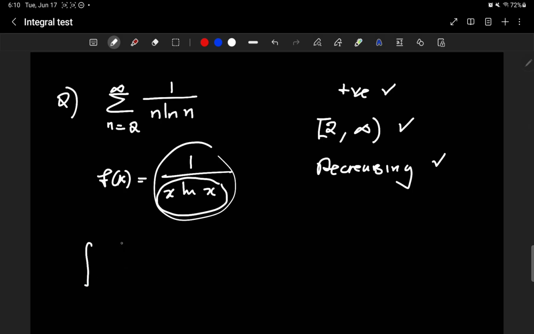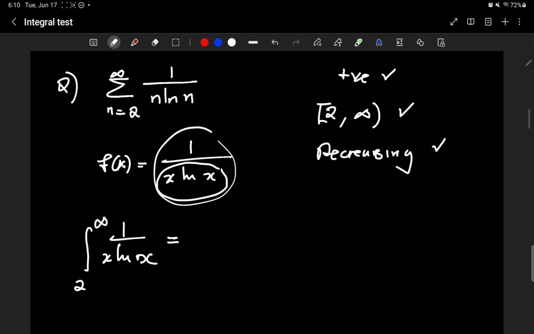We now want to get the integral of our function 1 over x ln x from 2 to infinity. What will this integral be equal to? Because we know, using the integral test, after these conditions have been met, if this integral converges, then so does our series. To integrate this, we're going to use a substitution. We're going to let u be equal to ln x. When you get the derivative of u, we get 1 over x dx, or we'll have dx equals x du.